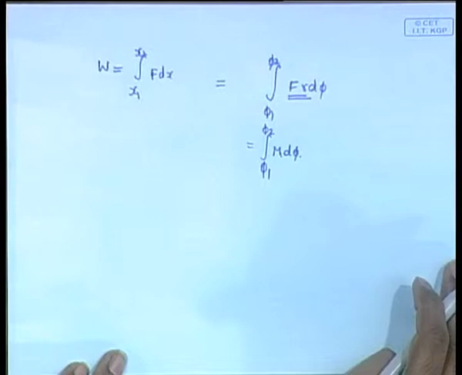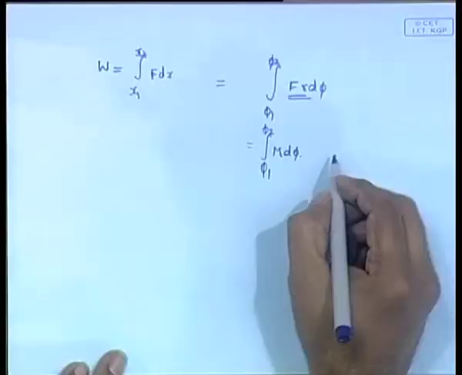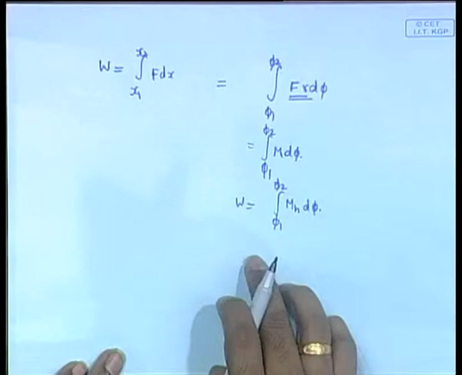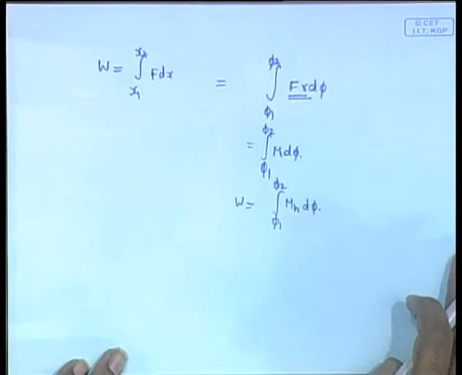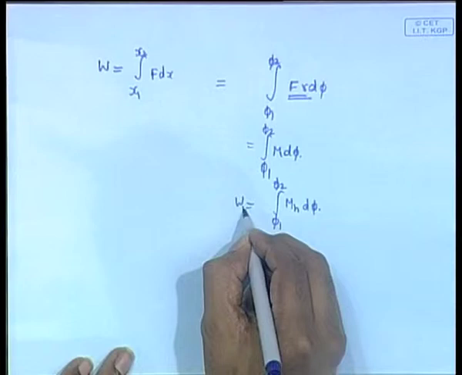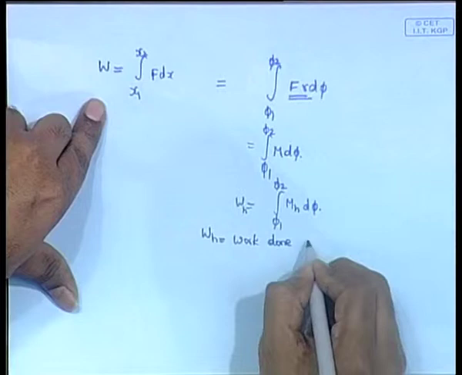Now suppose we give a heeling moment to the ship. The work done by the heeling moment can be given as the heeling moment M_h into d phi. This will give you the work done by the heeling moment. Similarly, the work done by the righting moment will be given next; this one, W_h, is the work done by the heeling moment.